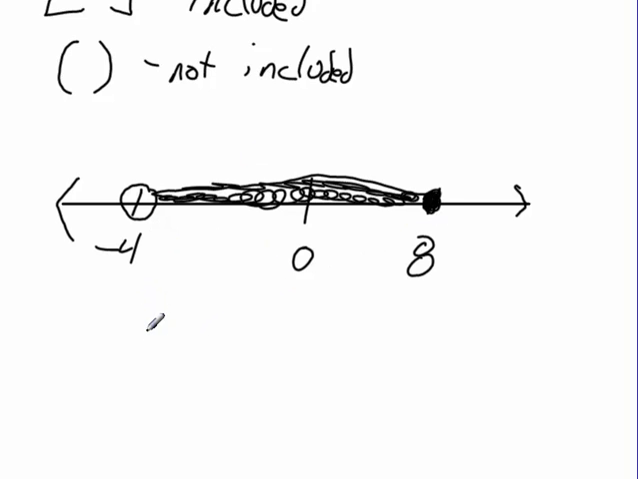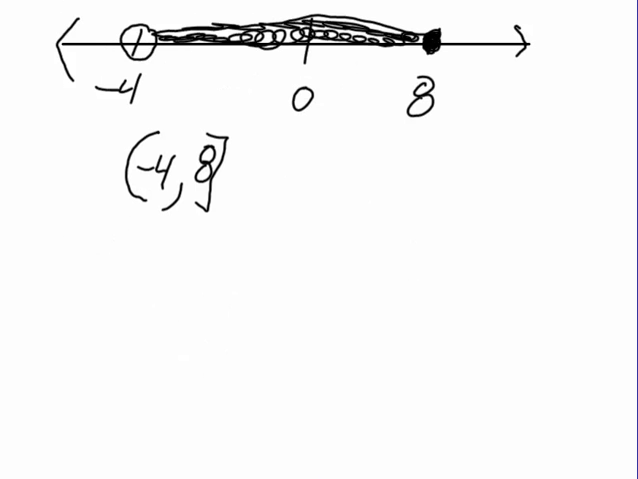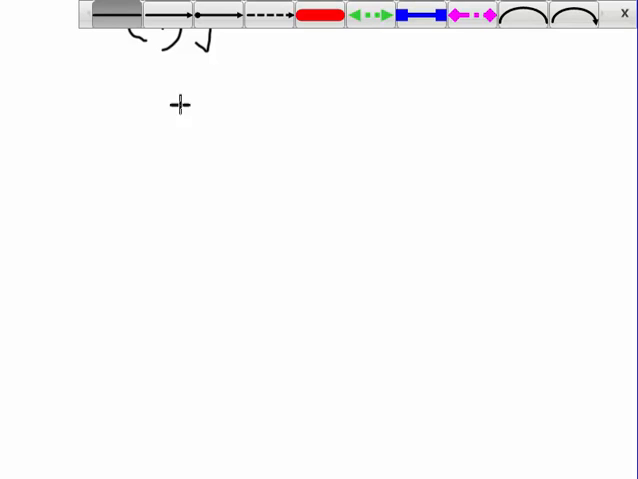And I would show that in interval notation by saying not including -4 and going all the way until I get to 8, and I include 8. So I have all the numbers between -4 and 8, not including -4, but I am including 8. And that's what it looks like on a number line, and this is what it looks like with interval notation. Okay, so what happens then if I have a set of numbers on a number line?